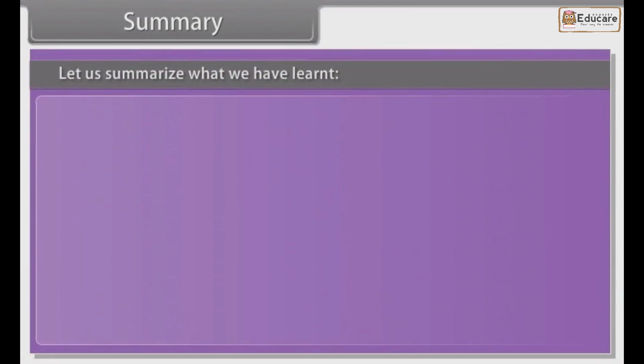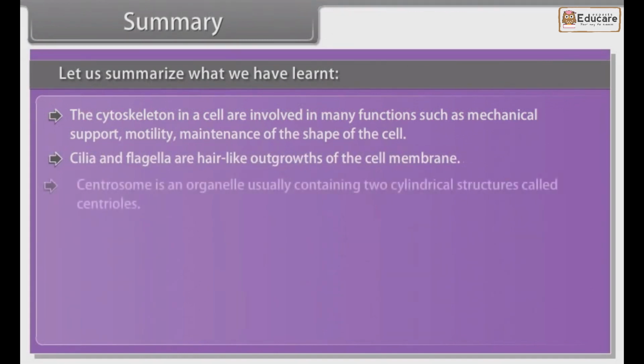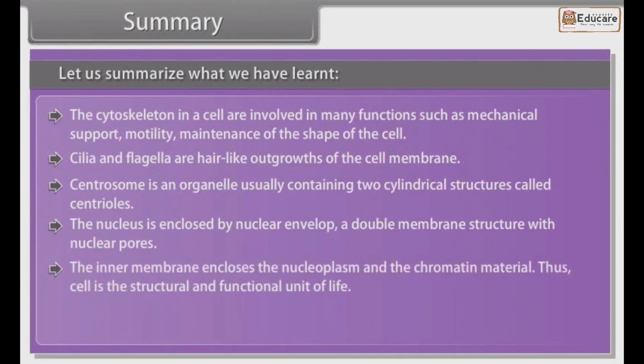Summary. Let us summarize what we have learnt. The cytoskeleton in a cell is involved in many functions such as mechanical support, motility, maintenance of the shape of the cell. Cilia and flagella are hair-like outgrowths of the cell membrane. Centrosome is an organelle usually containing 2 cylindrical structures called centrioles. The nucleus is enclosed by nuclear envelope, a double membrane structure with nuclear pores. The inner membrane encloses the nucleoplasm and the chromatin material.